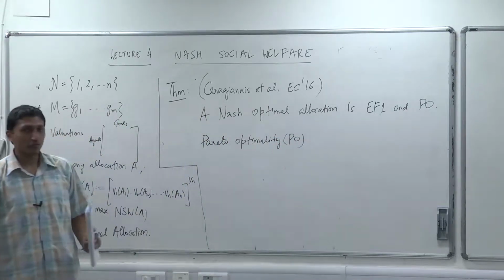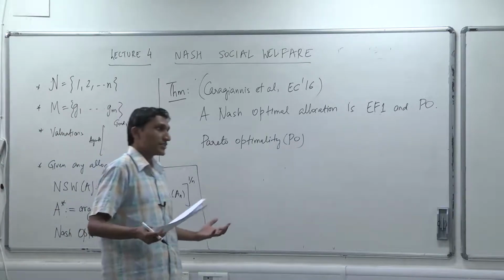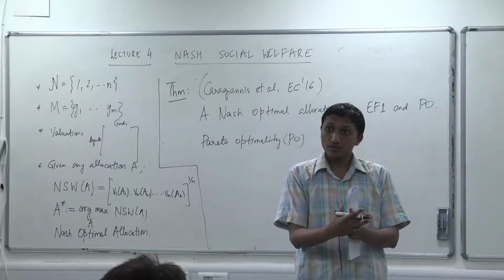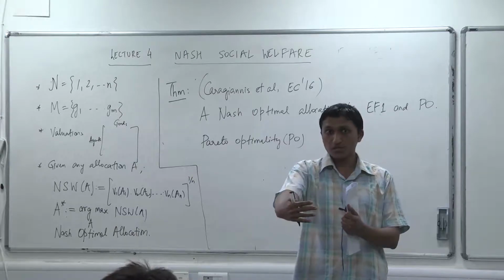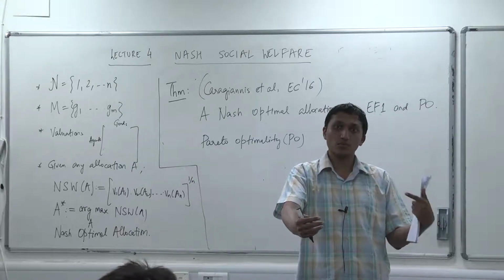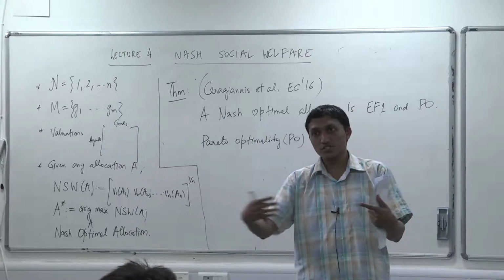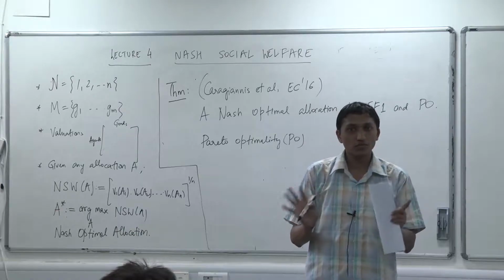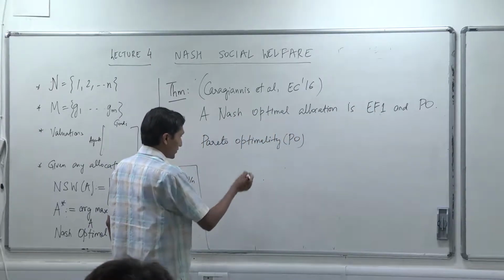This is a notion of efficiency of an allocation. In plain English, it simply means that you have this allocation A, and there is no other allocation B which could improve some agent without making some other agent worse off. So if you have to make any agent happier, you necessarily have to make someone else unhappy. That's a notion of efficiency. The formal definition is here.